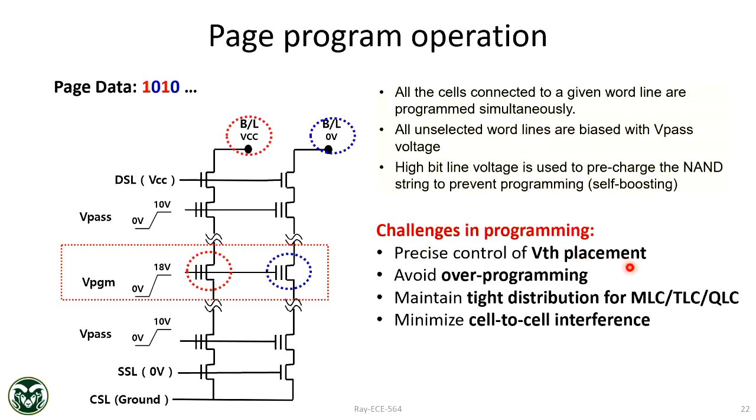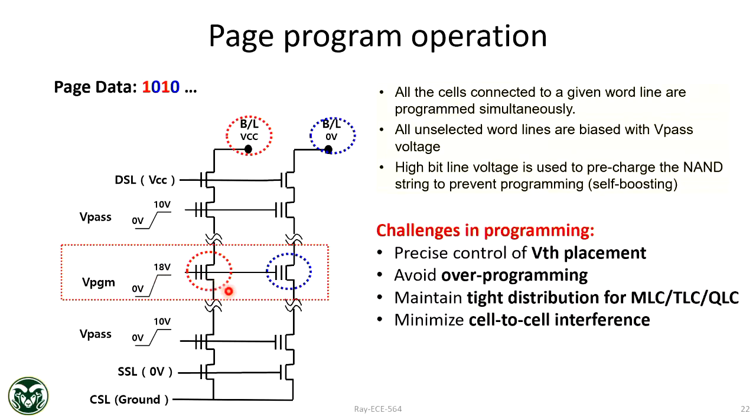This is one challenge. The second challenge is over-programming. Yes, I want to program with 5 electrons, I don't want to keep going to, say, 6 and 7 electrons. For example, there can be some cells which start with very low VT, and some cells can start with very high VT. That means not all cells will require the same amount of electrons to get the same VT level. So some cells will require higher program pulses, some cells will not.